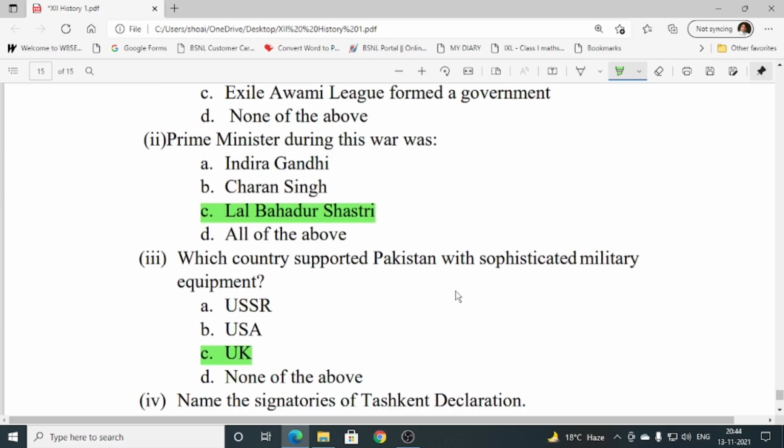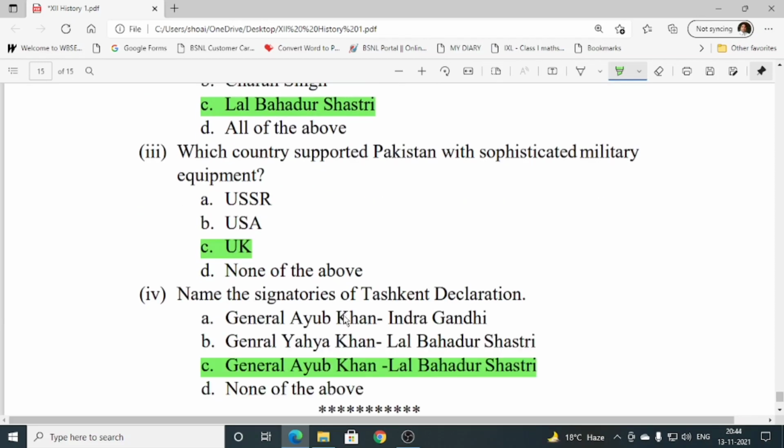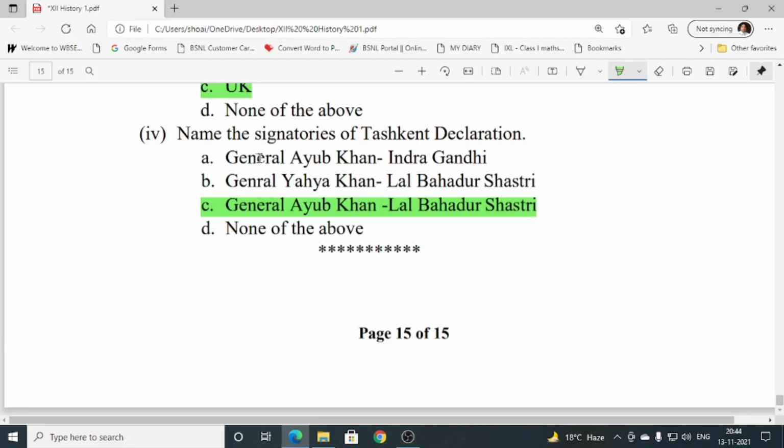Number 2, the prime minister during this war was Lal Bahadur Shastri. Number 3, which country supported Pakistan with sophisticated military equipments? So which country supported Pakistan? UK supported. Britain supported Pakistan with sophisticated military equipments. Then number 4, name the signatories of Tashkent Declaration. C, General Ayub Khan and Lal Bahadur Shastri.